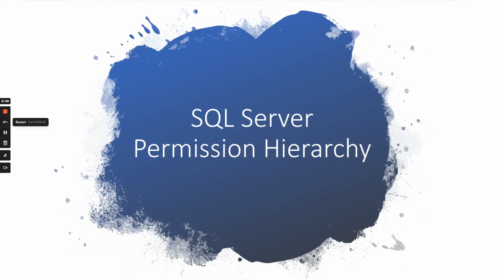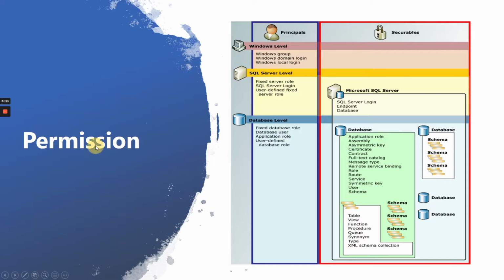Hey everyone, so today we are going to talk about the SQL Server permissions hierarchy, and what the SQL Server permissions hierarchy is. I know we have talked about SQL Server principals and SQL Server securables in the past. A SQL Server principal is any object that tries to get access to a SQL Server or a SQL Server database, and anything inside the SQL Server could be a securable.